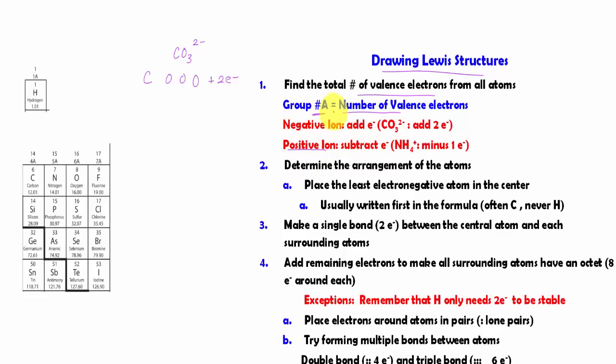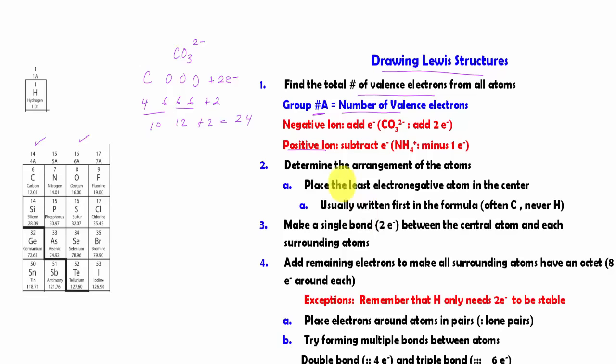Now going back to our periodic table, carbon is in group 4A, so therefore it has 4 valence electrons. Oxygen is in group 6A, so it has 6. 6 here, 6 there, and 6 there, and we're adding 2 more electrons. Now 4 plus 6 gives us 10, and 6 plus 6 gives us 12, and then plus another 2, so that gives us a total of 24 electrons.